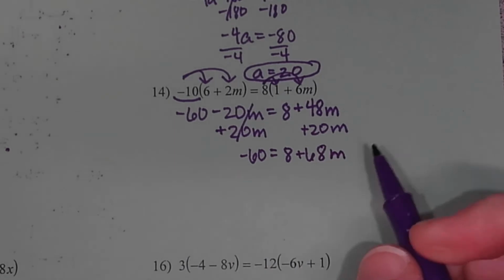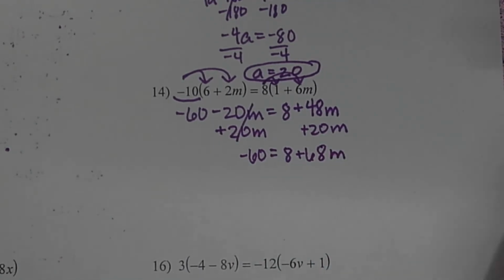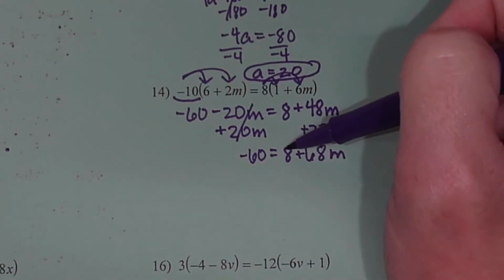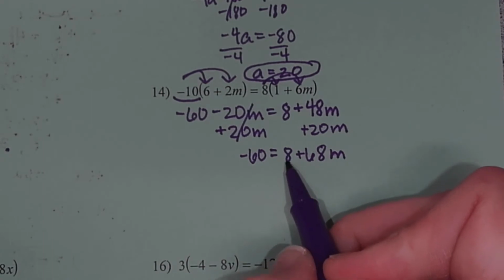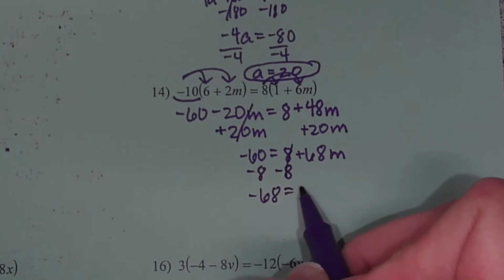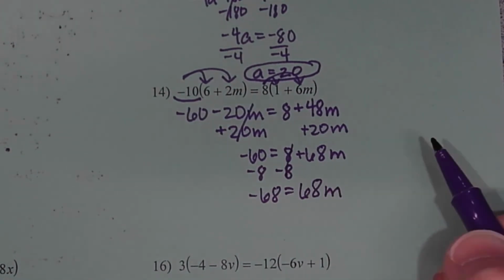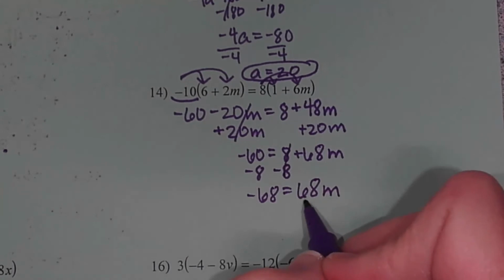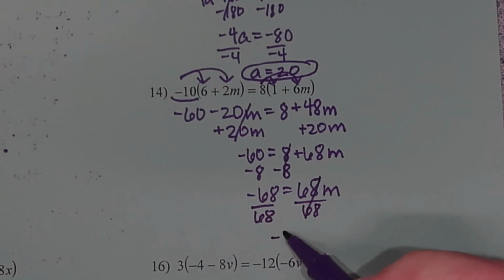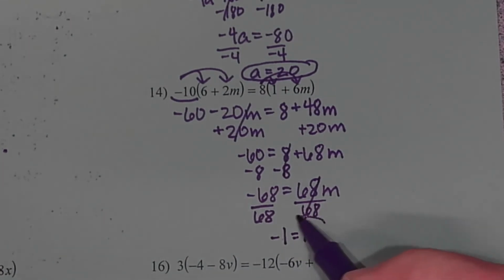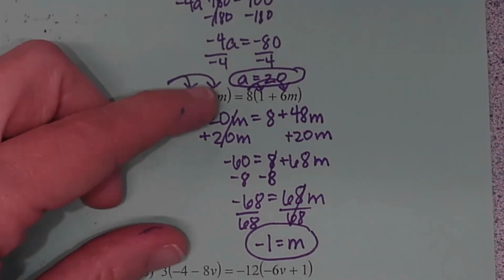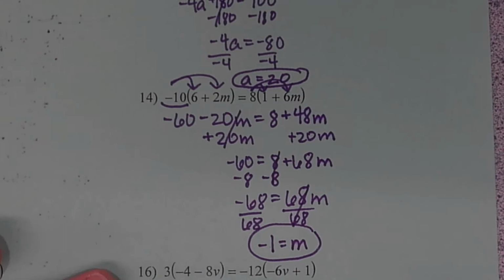Okay, let's keep going. It looks a lot like a regular two-step equation now, and it really is. You're going to leave the number that's with the variable alone, save it for last. Get rid of the number that's farther from the variable first. So subtracting the 8 from both sides, you're going to get negative 68 equals 68m. Now let's get rid of the 68 by dividing. Divide 68, and we're going to get negative 1 equals m. And that one is done. All right, feel free to pause and catch up on writing down those steps if you want to. I'm going on to number 16.